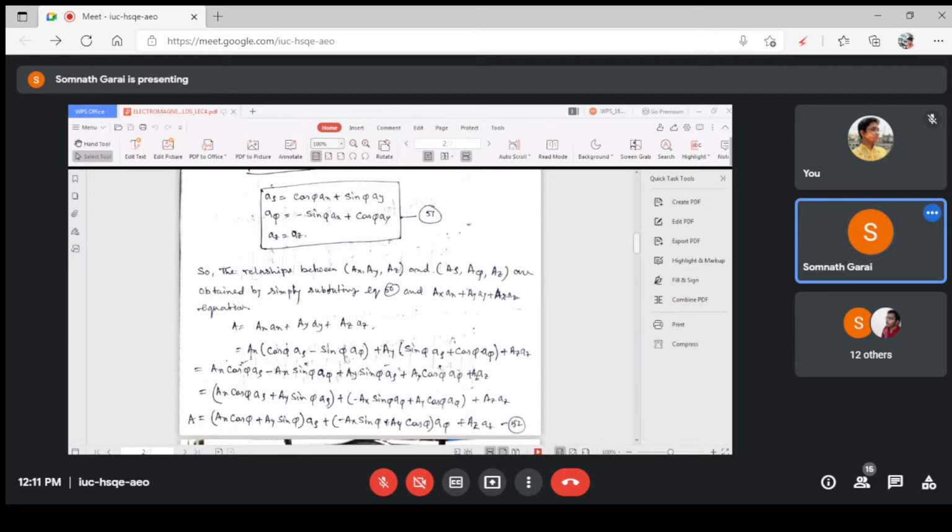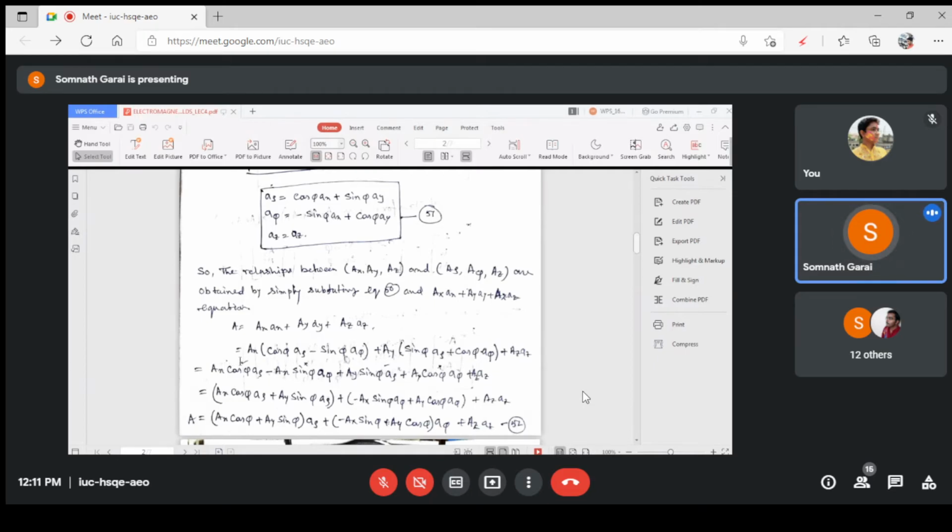So we get AX into (cos phi a rho minus sin phi a phi) plus AY into (sin phi a rho plus cos phi a phi) plus AZ into az. Now we multiply it: AX cos phi a rho minus AX sin phi a phi plus AY sin phi a rho plus AY cos phi a phi plus capital AZ into small az.